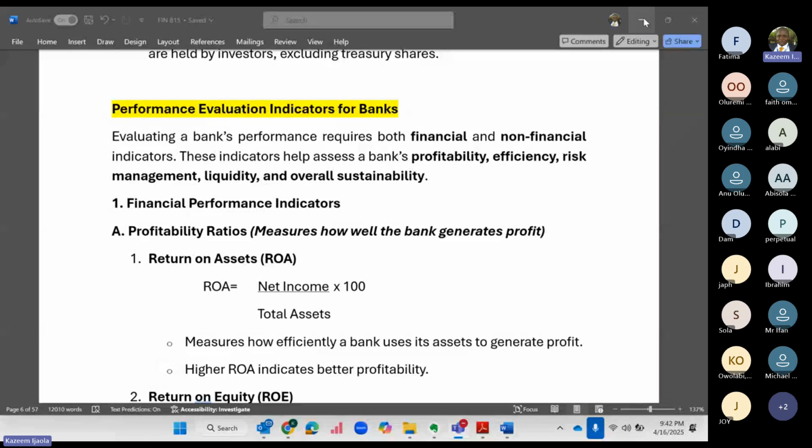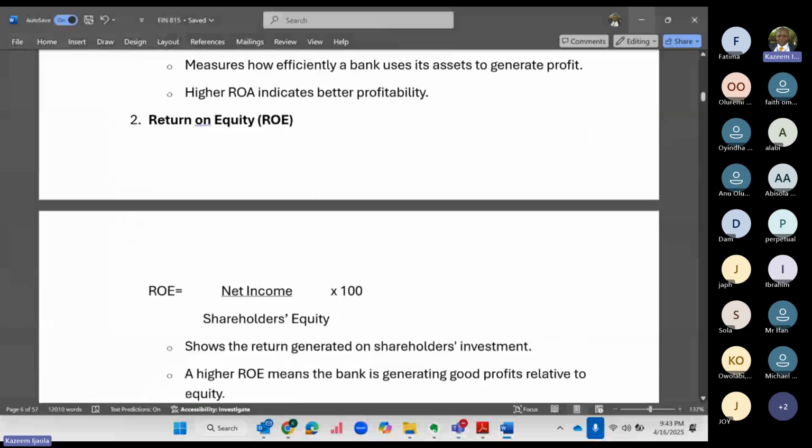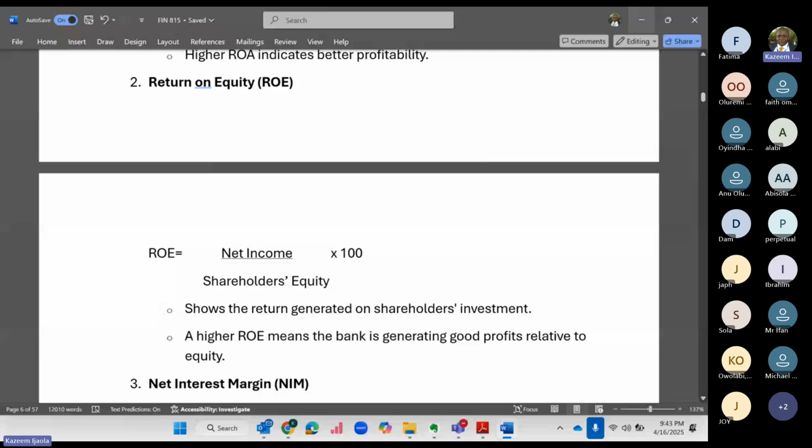Examples of what you do under financials are, number 1, your return on assets. Your return on assets is your net income over total assets. The higher the return on assets ratio, the better for the bank. If your ratio is high, that shows that you are generating higher returns on your assets. The second one is your return on equity, which is your profit divided by your shareholders' equity. If the return on equity is high, that means your shareholders' value is increasing. However, if it is low, that means your shareholders' value is depleting.